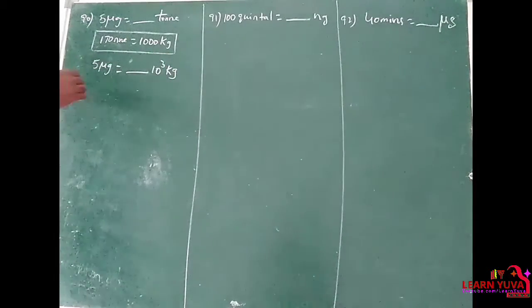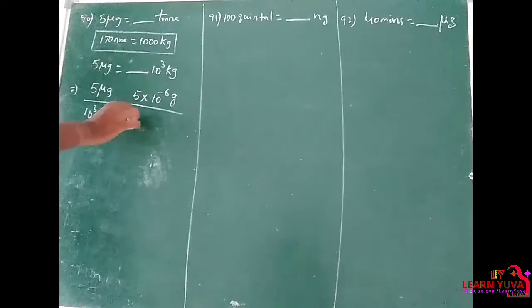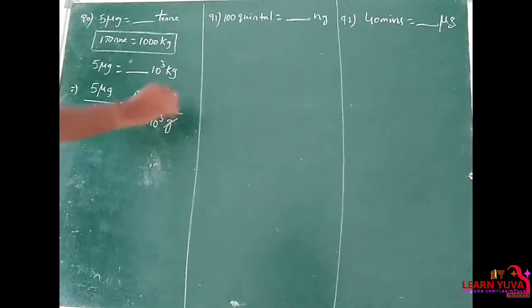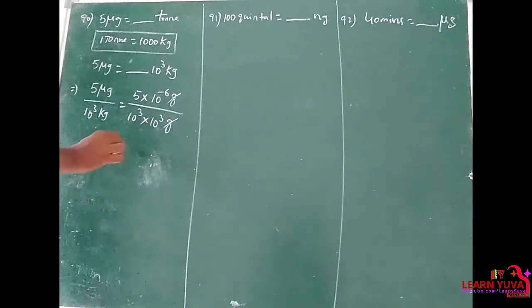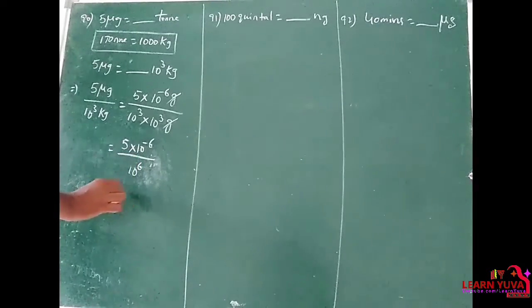Okay, so same, left hand value by right hand value. 5 micrograms by 10 power 3 kilogram is equal to 5 into micro value 10 power minus 6 grams by 10 power 3 into kilo value 10 power 3 gram. Gram gets cancelled. So that is equal to 5 into 10 power minus 6 over 10 power plus 6.